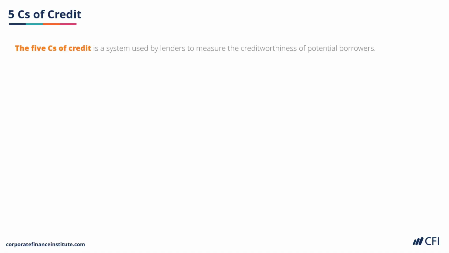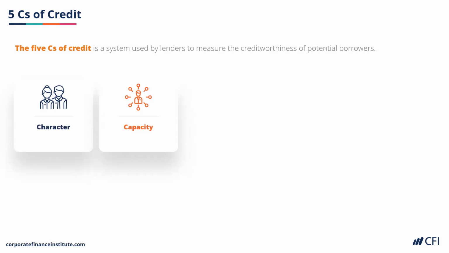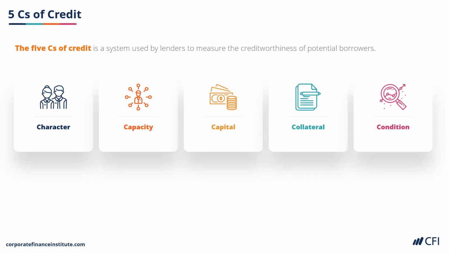The 5 C's of credit is an important system that lenders use to measure the creditworthiness of the borrowers that they're considering lending to. The 5 C's include character, capacity, capital, collateral, and condition. Let's walk through each of these in a little bit more detail.